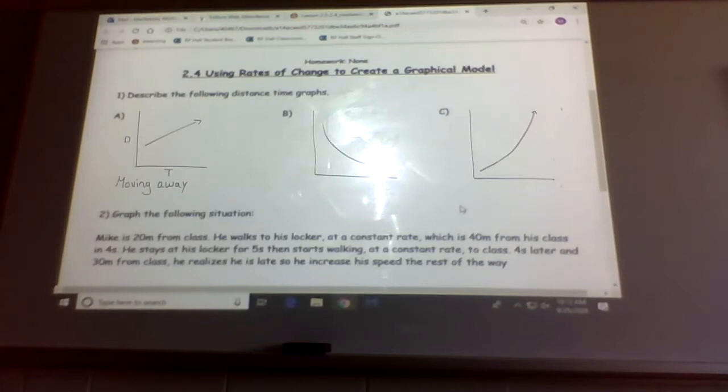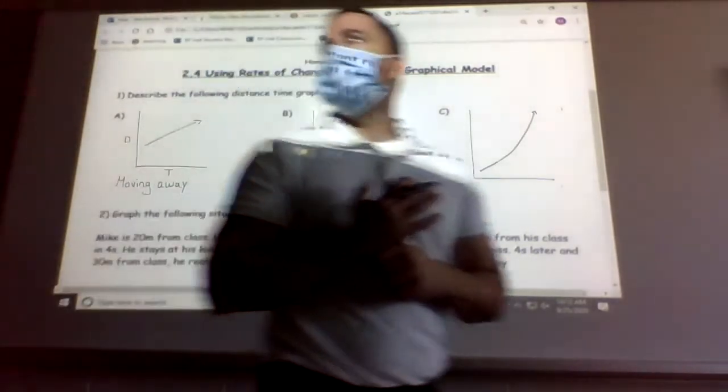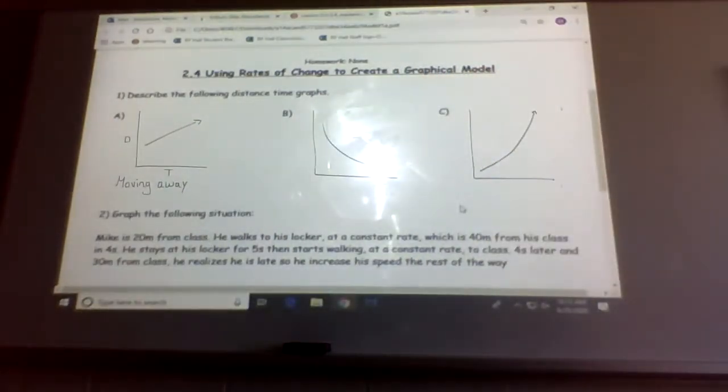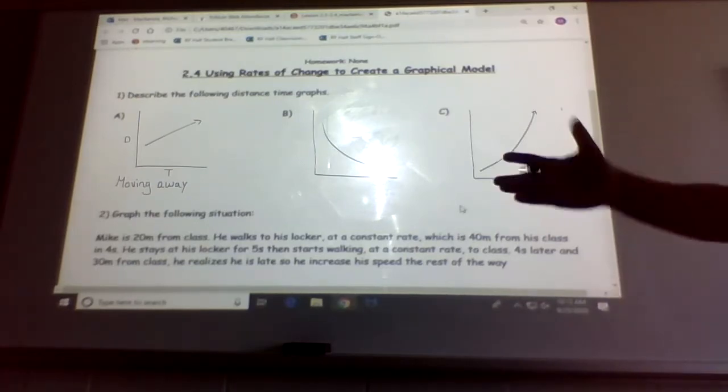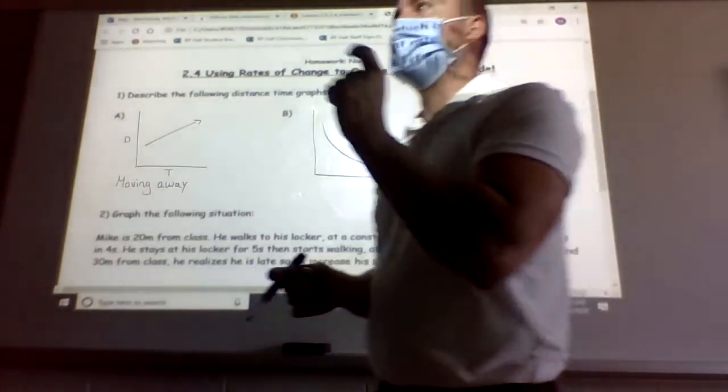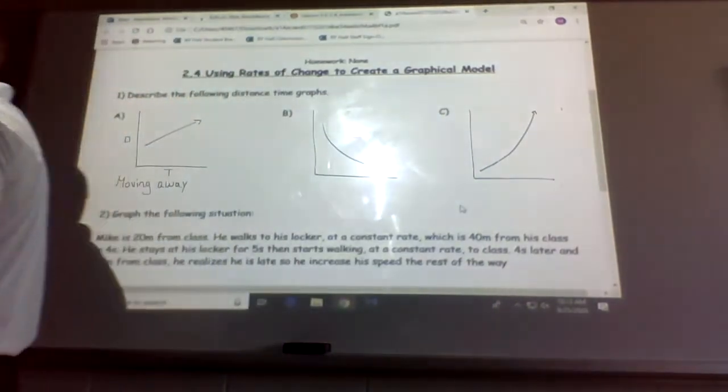So moving away at a constant rate. Good. So that's one part. When I say constant rate, the speed is not changing, it's constant. And how do we know from the graph that it's a constant rate? Because if it was accelerating or decelerating, it'd be curved. So this one is a straight line. Anytime it's a straight line, it's automatically a constant rate.